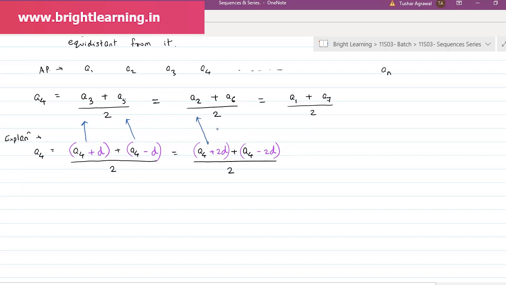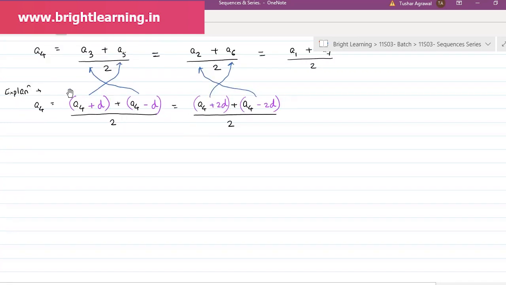Sorry, I made a mistake, nothing major. Here A4 plus D is the fifth term, and A4 minus D is the third. So A4 plus 2D is the second successive term. A4 minus 2D is the second previous term. And A1 plus A7 has the same explanation.